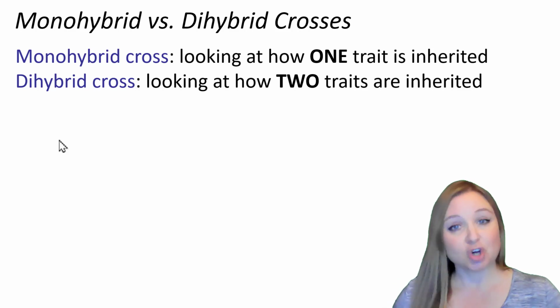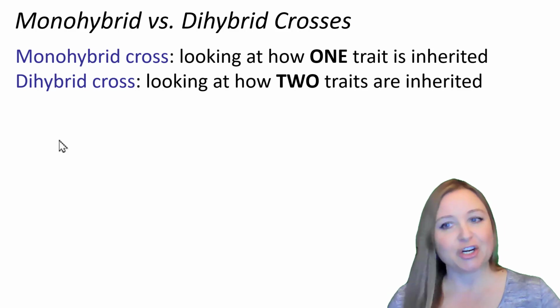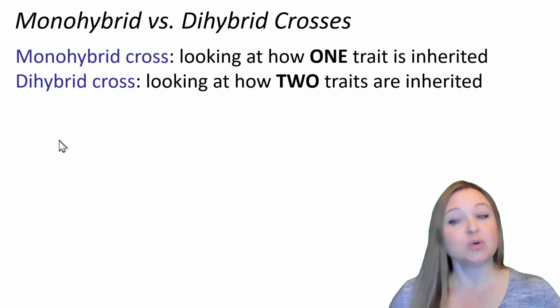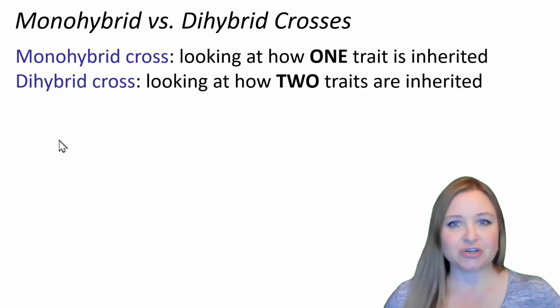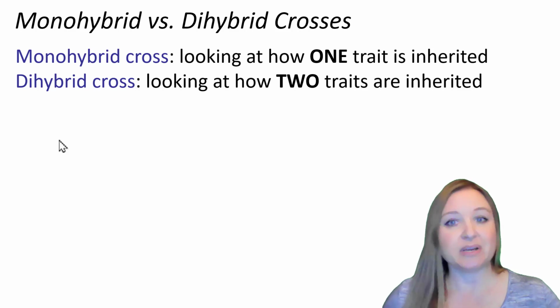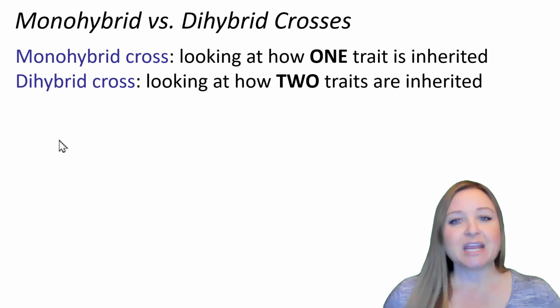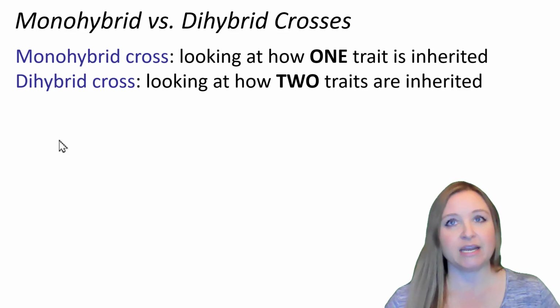Now, a dihybrid cross looks at how two genes are inherited from one generation to the other. Monohybrid crosses look at only one gene and how that one gene is inherited from generation to generation. If you're looking for monohybrid crosses or more information about the basics of genetics, check out my other videos. The links are above. So today we're going to look at how two separate traits are inherited.